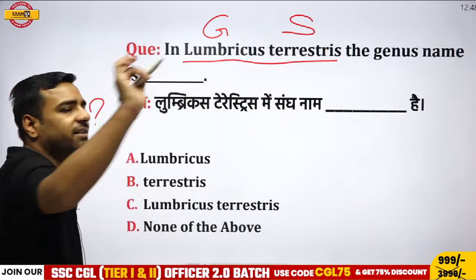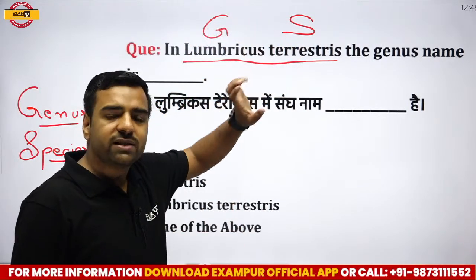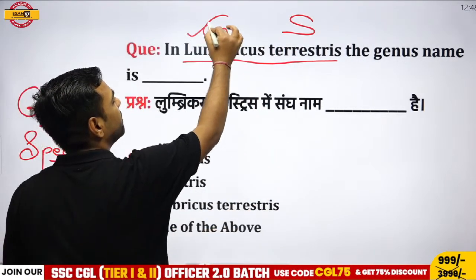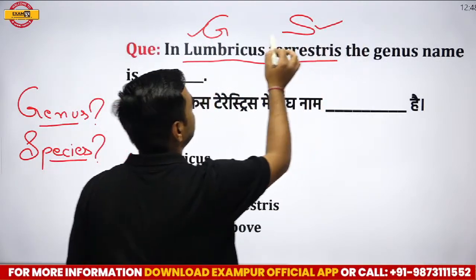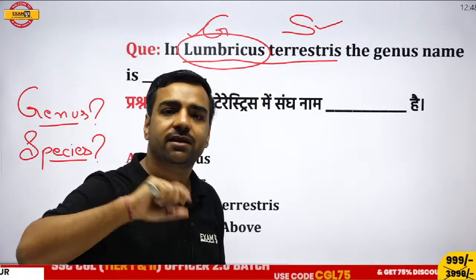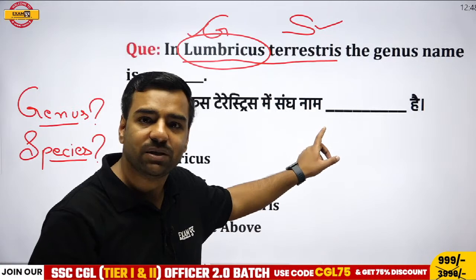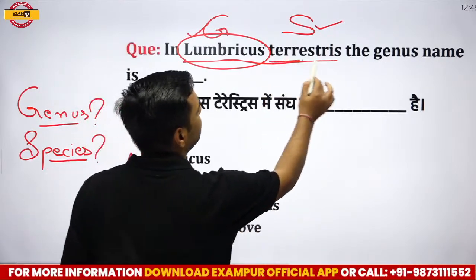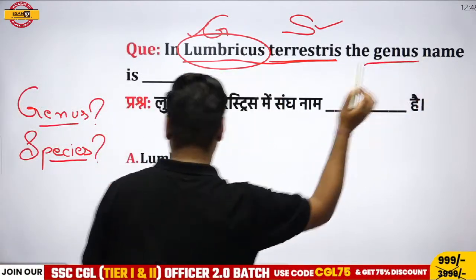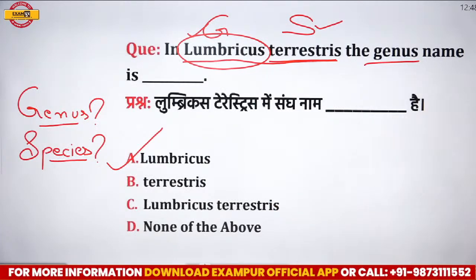GS. Now this is the trick which will always help you out. Please remember, GS: whenever a name is written, it is in the form of GS, where G stands for genus and S stands for species. For example, if I talk about Felis catus, Felis was the genus and catus was the species. So terrestris is the species and Lumbricus is the genus, and the name asked about was the genus name. So option A was correct. This trick would be very, very beneficial.